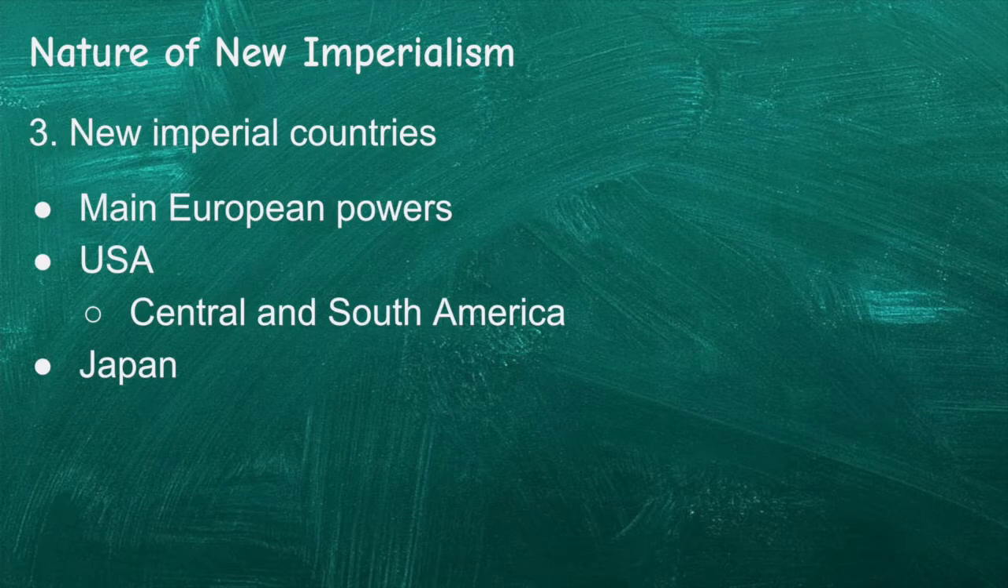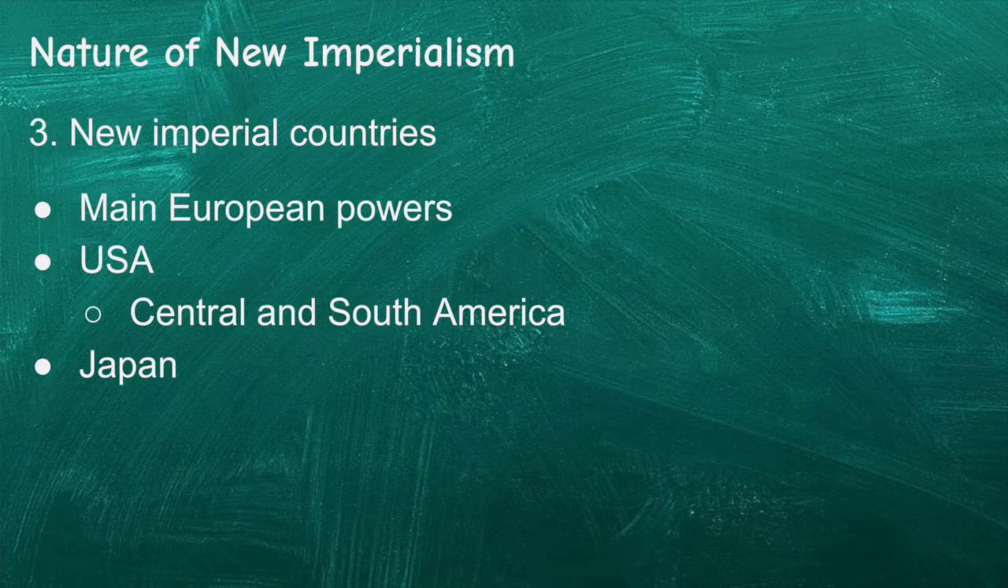Also, within new imperialism, you get new imperial countries for the first time. These are the main European powers. They're still involved, but now you get Germany and Italy starting to come into play with imperialism. You still had the same old ones, like Britain and France, but Spain drops out as being an imperial country. Portugal's still kind of there, but not really, and the Netherlands really drops out. But so Germany and Italy are the two big ones that join the scene as far as Europe.